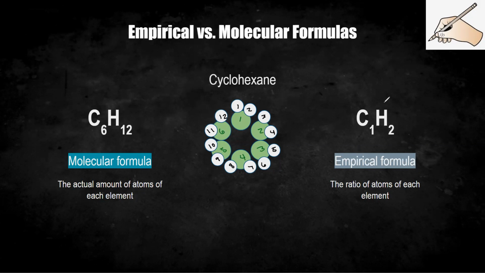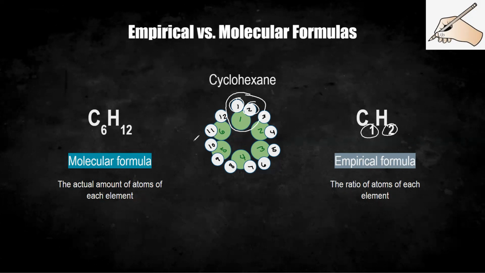However, the empirical formula describes the ratio of carbon atoms to hydrogen atoms. So let's just take one of these. So you can see actually for every 1 carbon atom, there are 2 hydrogen atoms. So that's how I get my empirical formula.